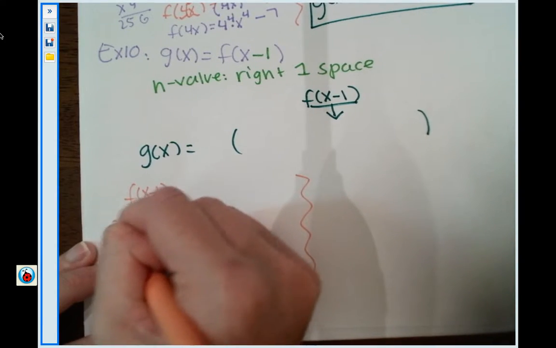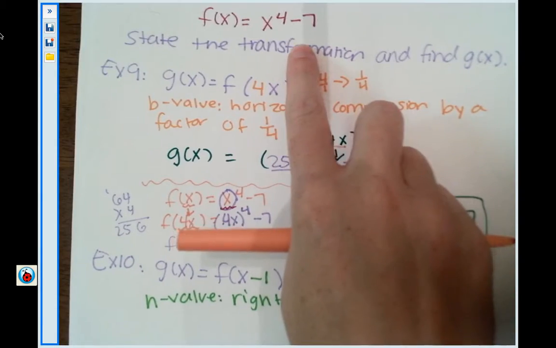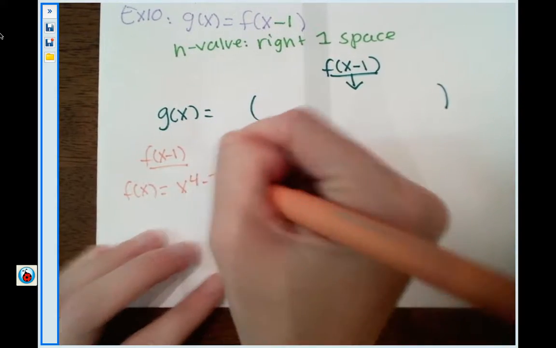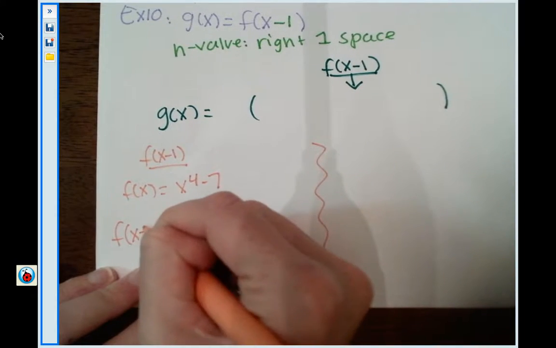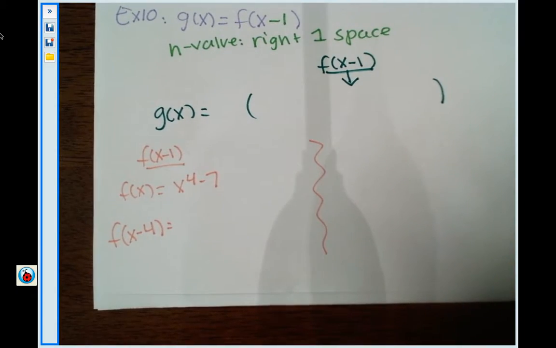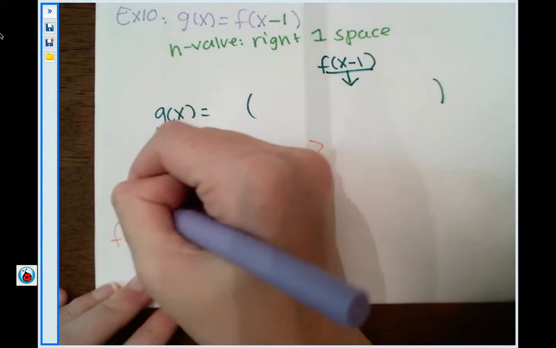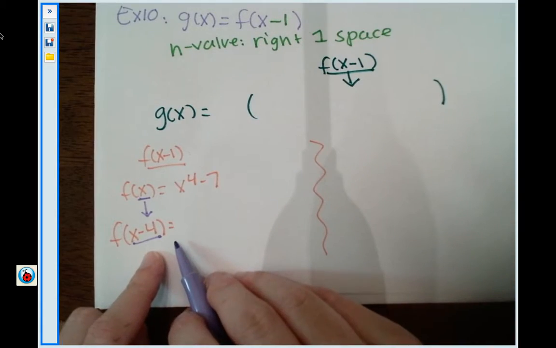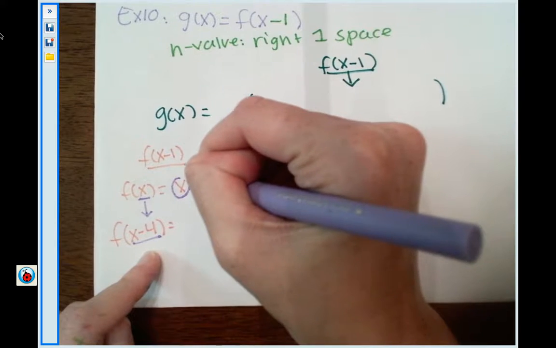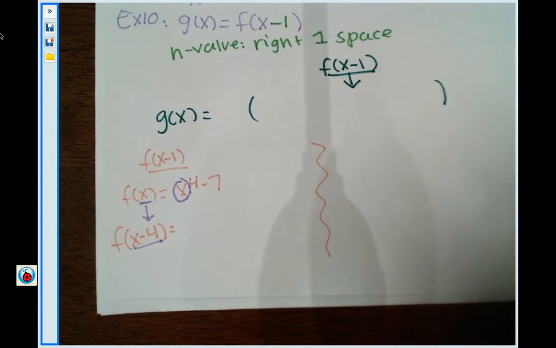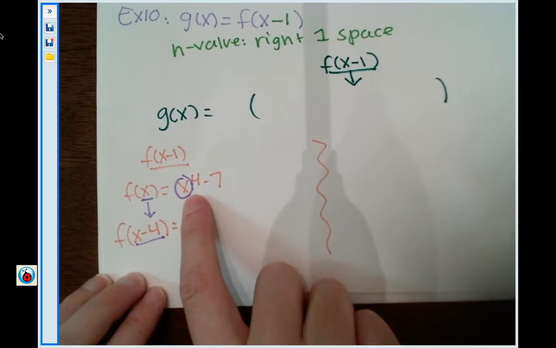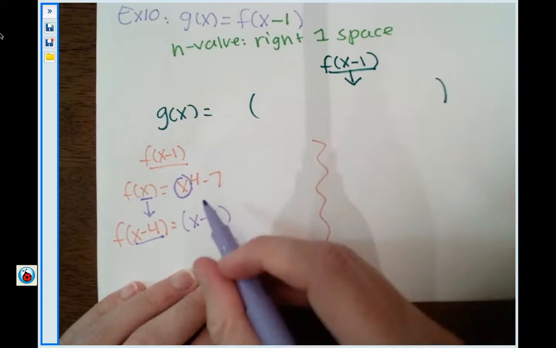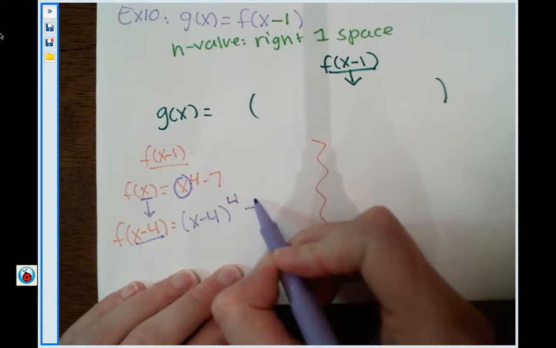Okay, so f of x, if you see here, is x to the 4th minus 7. But now we're going to find f of x minus 4. Alright, guys, so it was f of x, but my x has transformed into x minus 4. So all my x's are going to transform into x minus 4. All that's going to happen is that x will become x minus 4, and then we'll be done. So it'll be x minus 4 to the 4th minus 7.